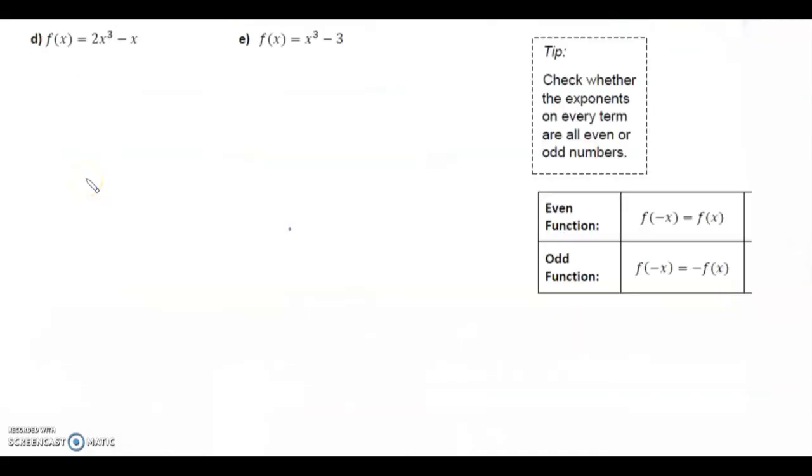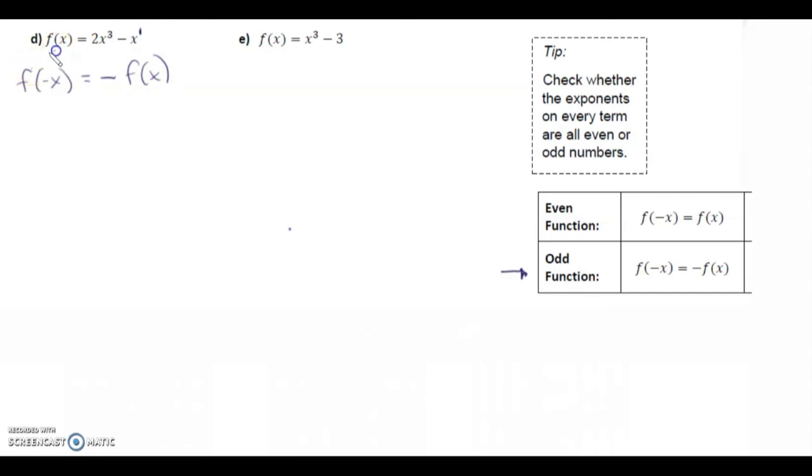Okay, for D, let's take a look. f of x equals 2x cubed minus x, and that's obviously to the exponent 1. So just by assessing the exponents, all of them are odd. So let's check if it is odd, okay? So f of negative x equals negative f of x. So this is how we do this.